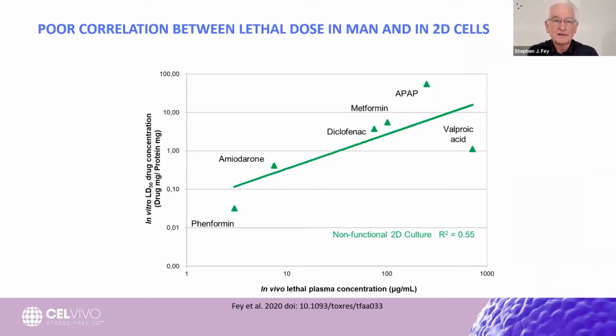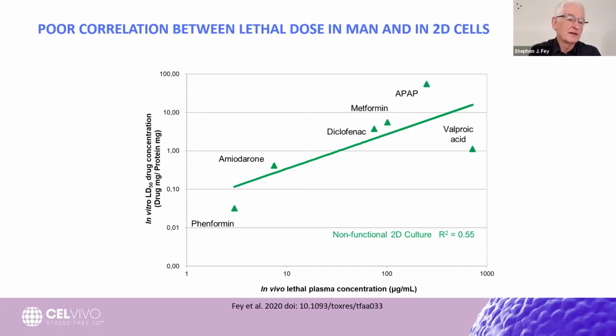Another example we've done is this one here. Here I've taken again a literature survey, and on the horizontal axis, I've plotted the in vivo lethal plasma concentration for 6 common drugs. And then on the vertical axis, I've again done a survey of all the literature available for these 6 drugs and calculated the average LD50 drug concentration.